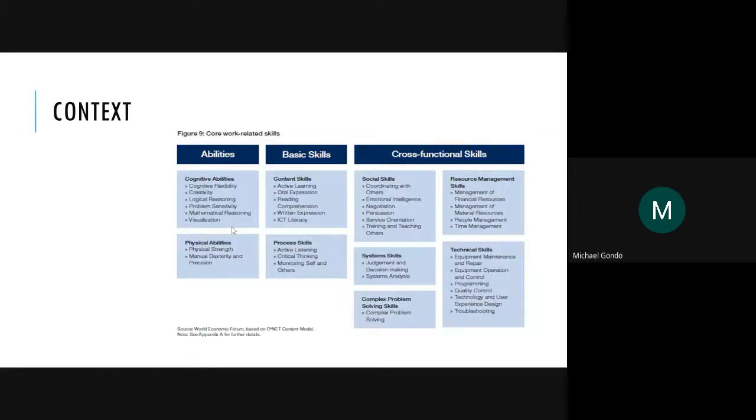Similarly, when you look at skills, you need to look at them across various settings. So we have to look at what abilities we should build, what basic skills we should build, and what are the cross-functional skills that are needed for us to be relevant in this fourth industrial revolution era. So again, as you connect the dots, you will get to a conclusion that design thinking is a core requirement to the world we are in right now. And if we fast forward 5 years and 10 years from now, it becomes even more important.